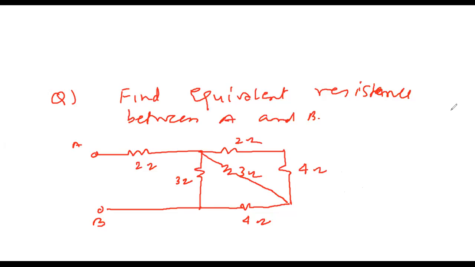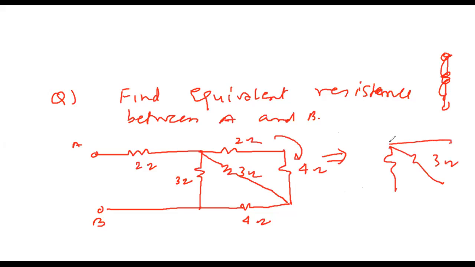Try to make this entire circuit like this. That means one single resistance between A and B. That is equivalent. Now let me help you. 2 and 4 are in series or in parallel? Series. 2 and 4 ka series kitna? 6. So the 3 and the series of 2 and 4 here becomes 6.